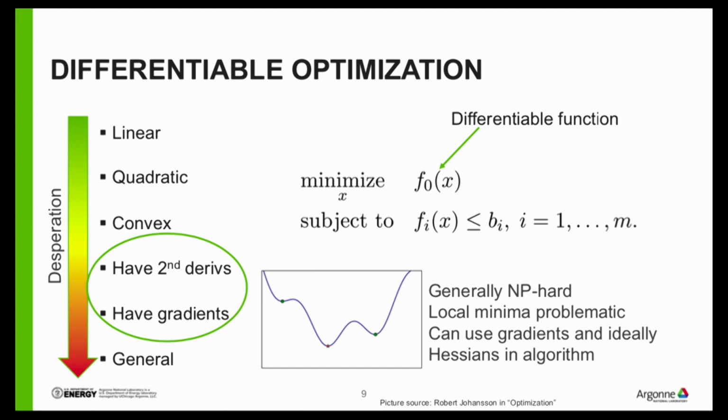But at least if you have gradients, you can take advantage of that and use algorithms that use gradients. It's even better if you can do second derivatives and you have Hessians. So for example, we learned about the tau package earlier this week, and they specialize in this category.